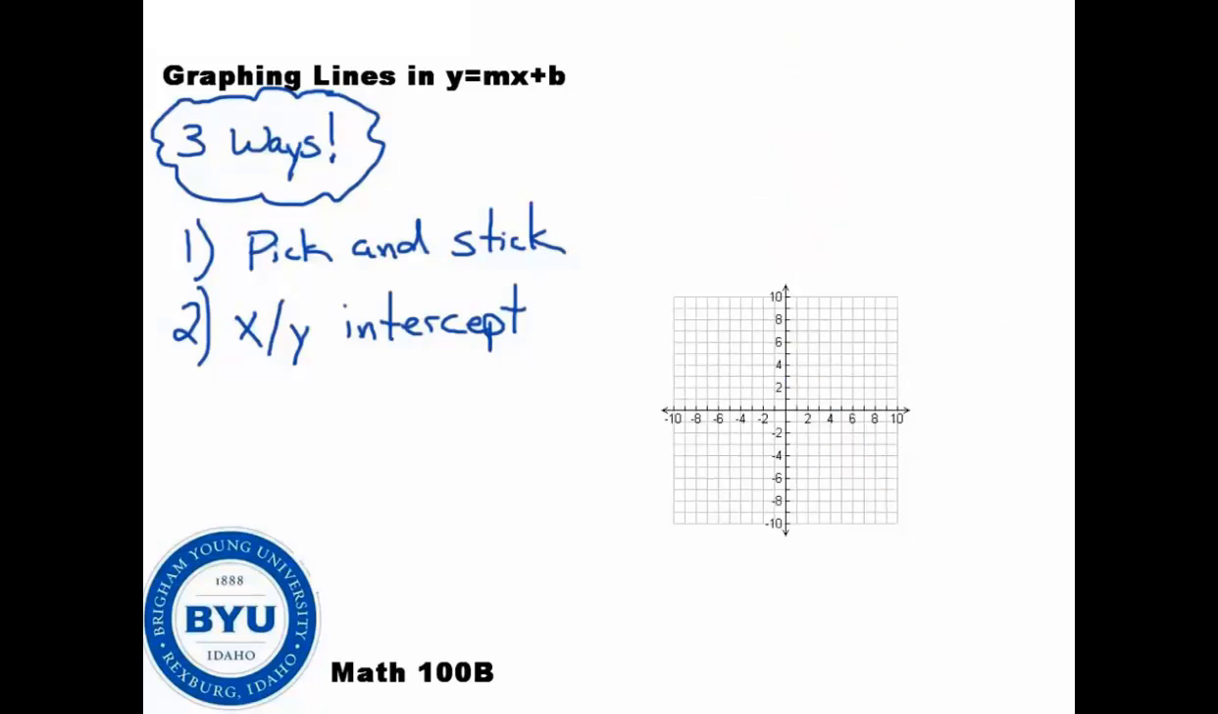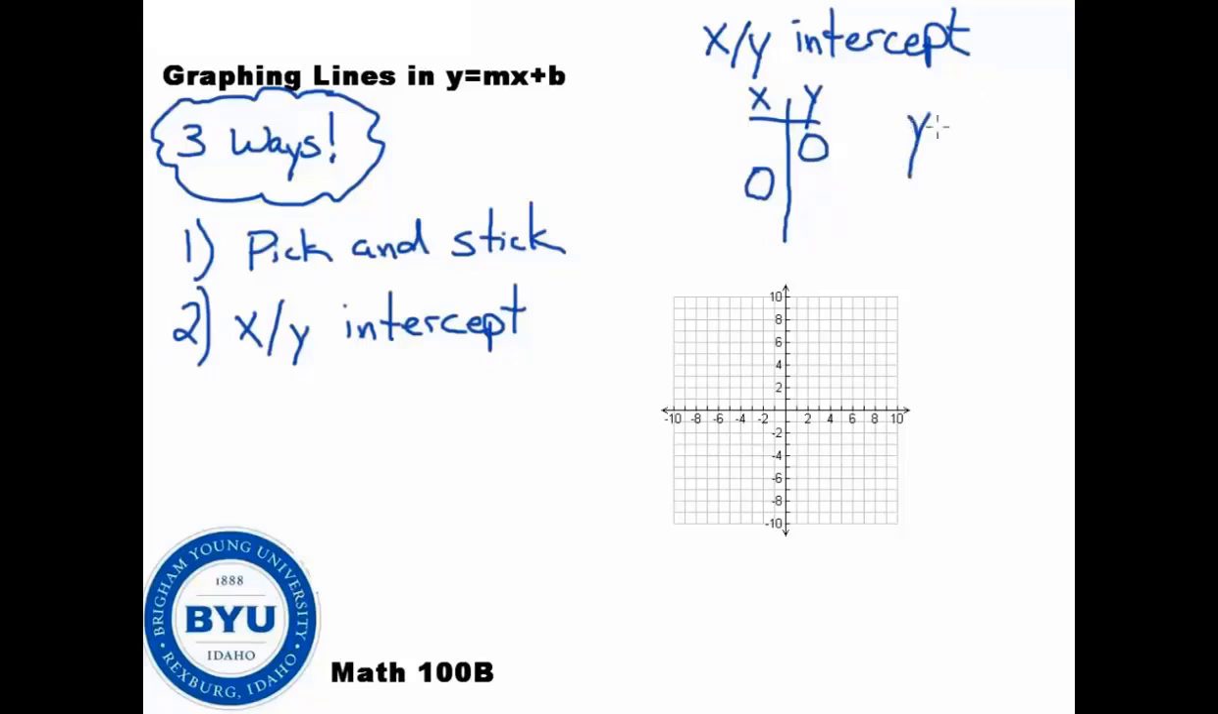The second way we discussed about graphing was using the X and Y intercept method, in which you just find the X-intercept and the Y-intercept and then graph them. So to find the X-intercept, you simply let Y equal 0. And to find the Y-intercept, you simply let X equal 0.